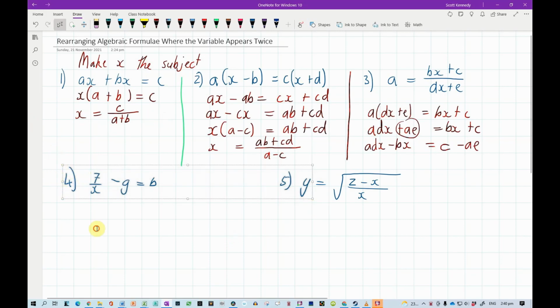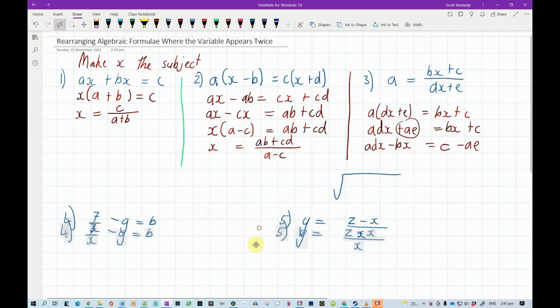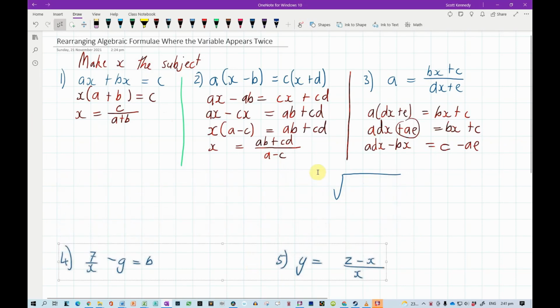Oh, running out of room down here. Let's see if I can get rid of these.